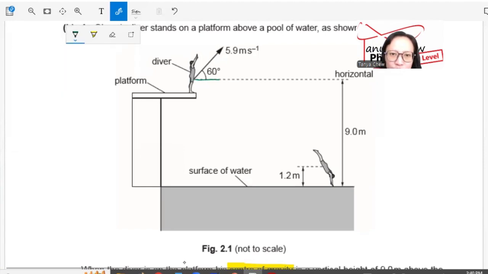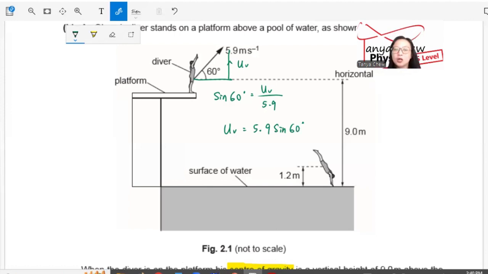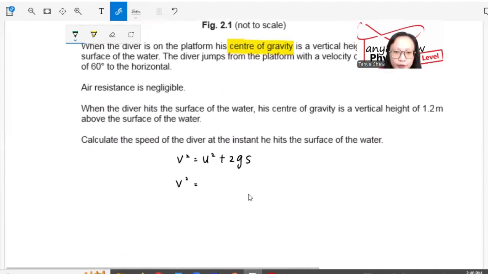So all you need to do is just draw. Okay, this is what we call V vertical. How to find V vertical? Pythagorean theorem. So you use sine 60 is equal to opposite over hypotenuse, V vertical. Or I just put it U vertical, I don't want to confuse you. This is the initial velocity in the vertical direction. So U vertical over 5.9. U vertical is equal to 5.9 sine 60 degrees.